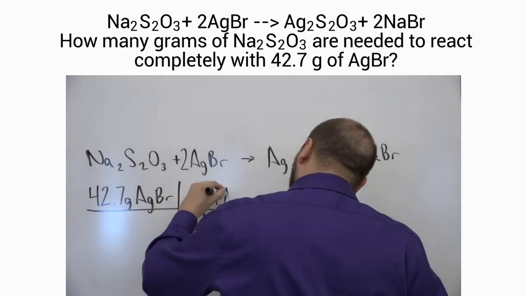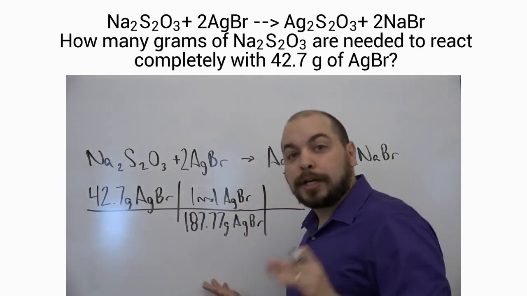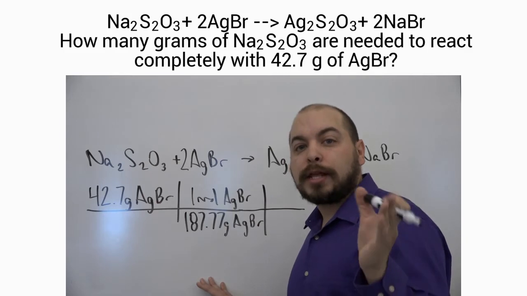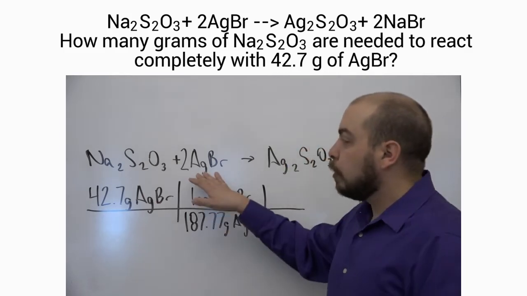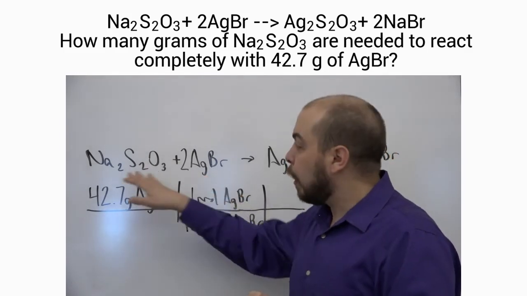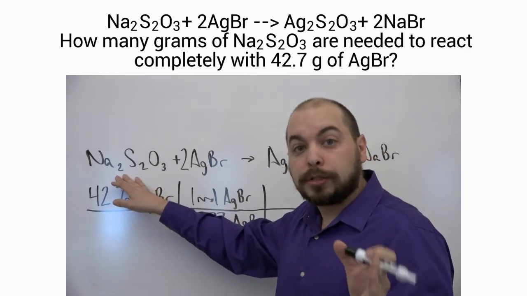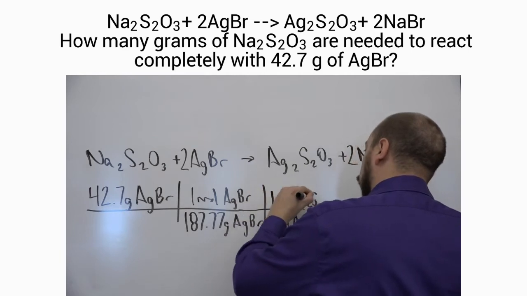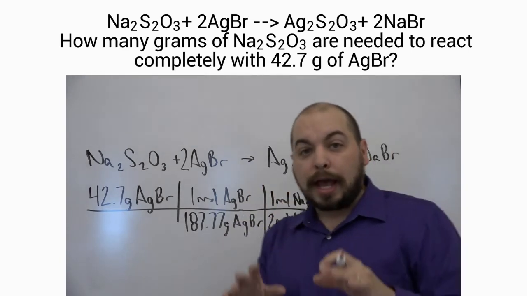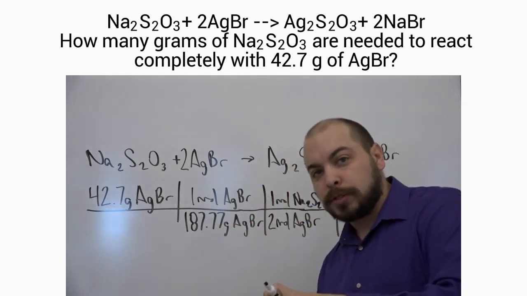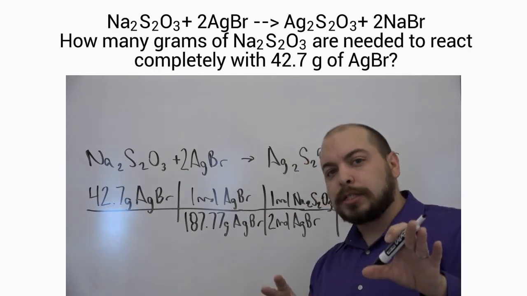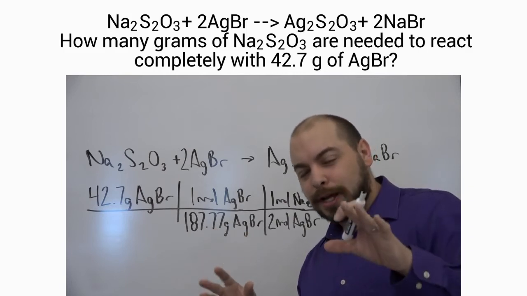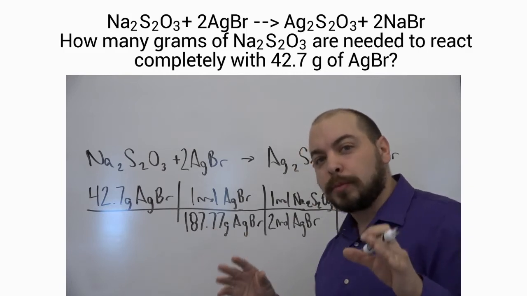To convert into moles of the sodium thiosulfate, we need to then use the mole ratio. 2 moles of silver bromide for every 1 mole of sodium thiosulfate. And finally, we need to go into grams of sodium thiosulfate, and we do this by multiplying by the molar mass of sodium thiosulfate, which is 158.11 grams per mole.